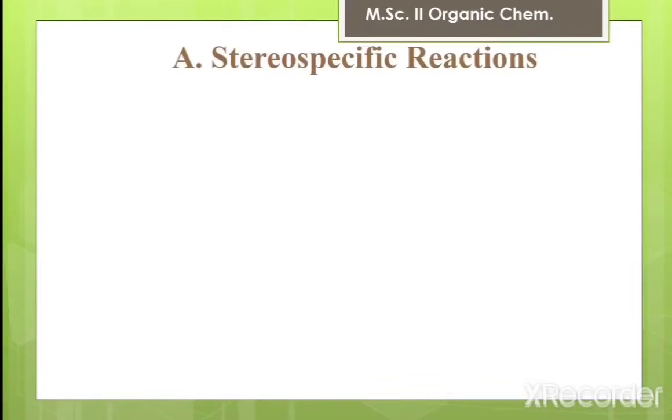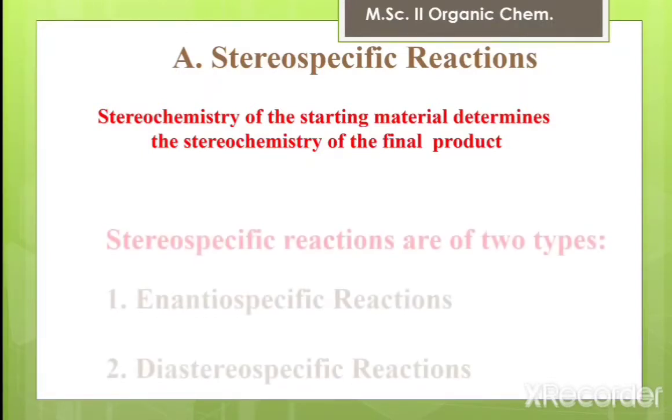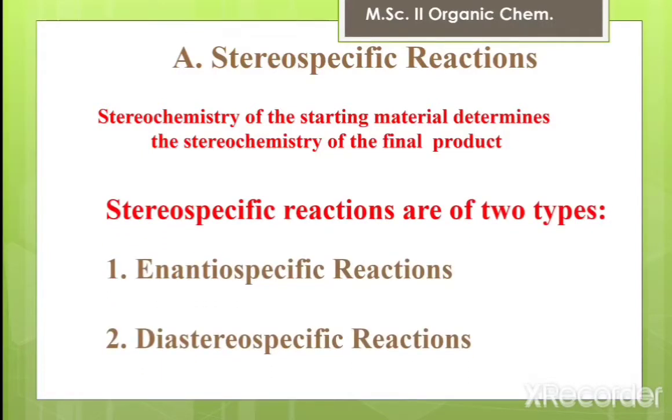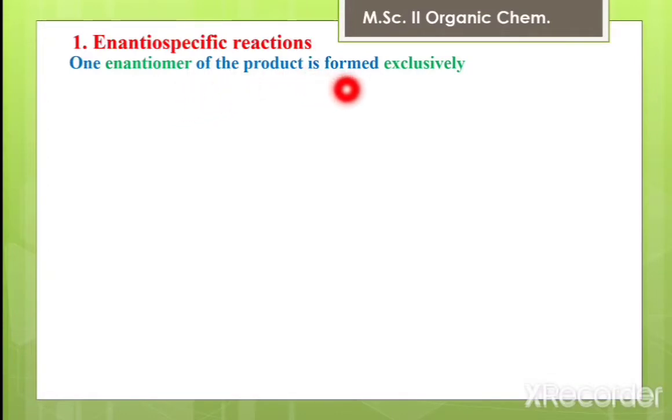First, stereospecific reaction. That means the stereochemistry of the starting material determines the stereochemistry of the product. And stereospecific reactions are of two types. Number one, enantiospecific reaction. Number two, diastereospecific reaction. First, enantiospecific reaction. In enantiospecific reactions, one enantiomer of the product is formed predominantly. And the best example is the SN2 reaction.